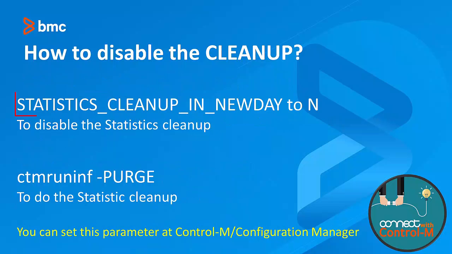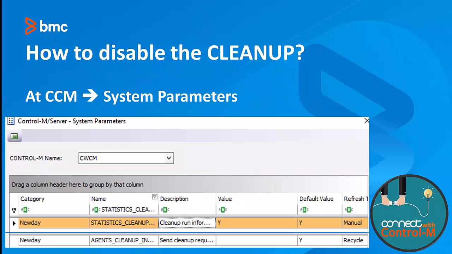The other parameter is statistic cleanup in new day. If you set it to N, it will disable the statistic cleanup. As with the other parameter, when set to null, you will need to do the cleanup manually. You can do it using the utility CTM runinf -purge. You can change those parameters in Control-M Configuration Manager, CCM, System Parameters, as this screen is showing. Please note that the refresh type is different. For manual, you just need to click on the Apply Changes button. For recycle, you must restart Control Server.